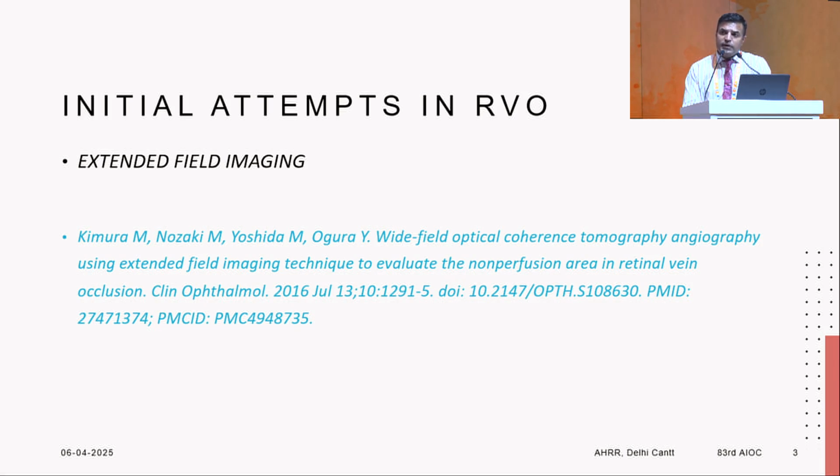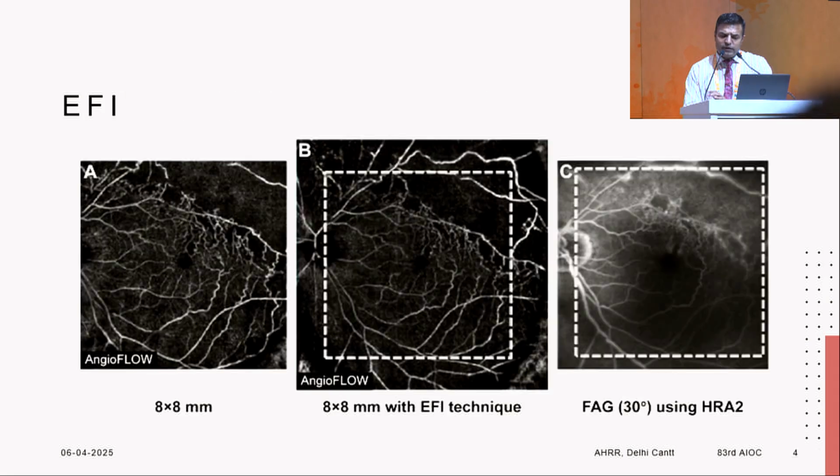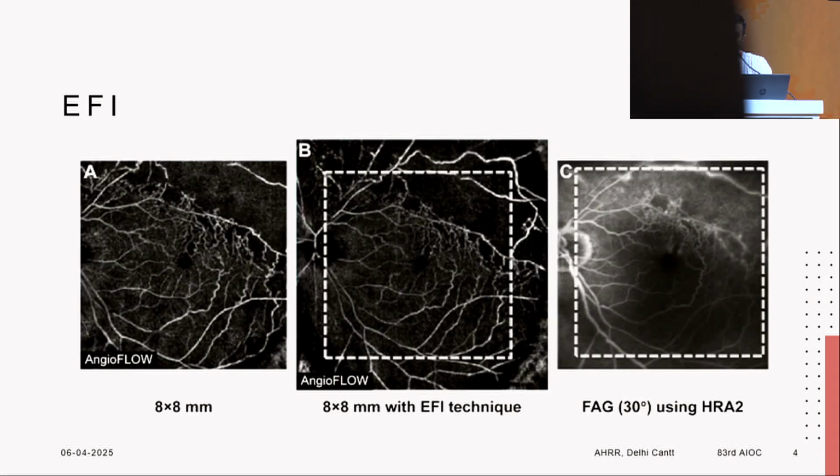Continuing the discussion which Professor Vinod had made, initial attempts in retinal vein occlusion imaging with OCTA were made with enhanced field imaging. What the researchers were doing was placing another lens in front of the Spectralis machine and increasing the field of focus from 6 by 6 millimeter to 8 by 8 millimeter.